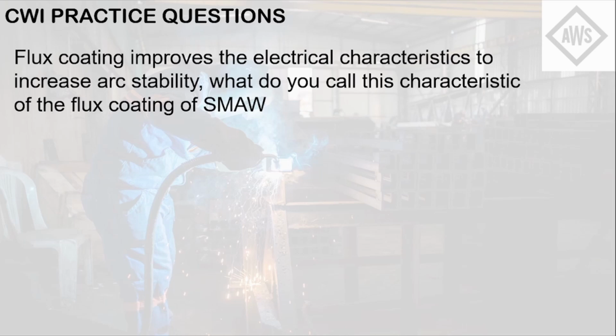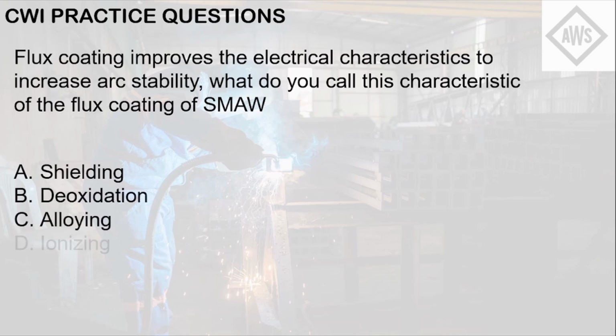Flux coating improves the electrical characteristics to increase arc stability. What do you call this characteristic of the flux coating of SMAW? Letter A, shielding. Letter B, deoxidation. Letter C, alloying. Letter D, ionizing. So the answer here is letter D.